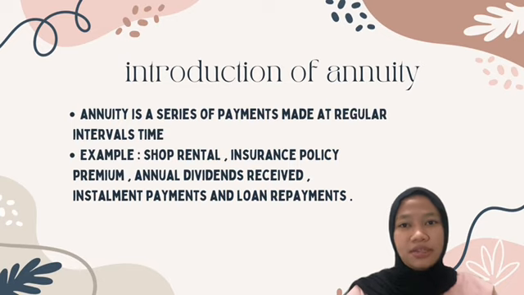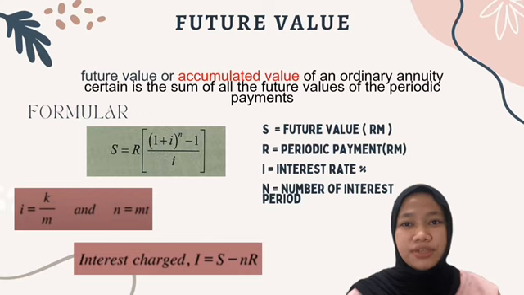Next, annuity. Introduction of annuity. Annuity is a series of payments made at regular intervals of time. For example, shop rental, insurance policy premium, annual dividend received, installment payments, and loan repayments. First, future value. Future value or accumulated value of an ordinary annuity certain is the sum of all the future values of the periodic payments.